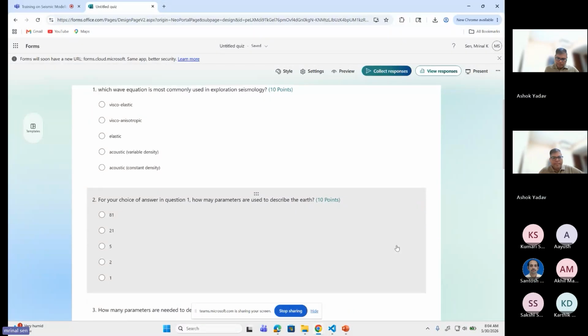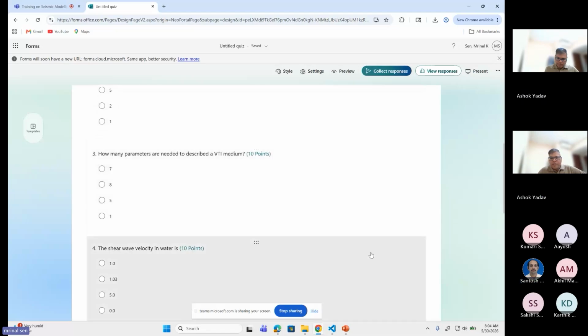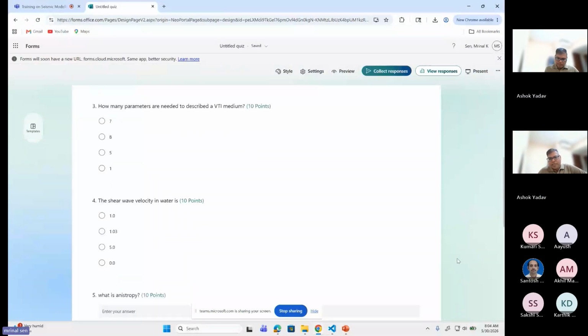Now, for your choice of answer in question one, how many parameters are used to describe the Earth? One, sir. Good. Yes. Acoustic, yeah. And this is just the velocity, just constant density. And how many parameters are needed to describe a VTI medium? Is it five, sir? Five? Yes, good. This is for the acoustic case. In general, for an elastic VTI medium, there are five.